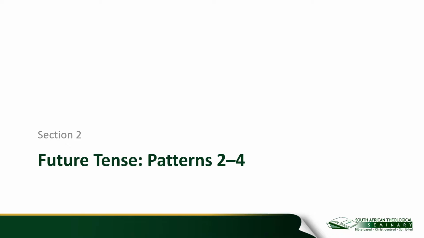Section 2. The future tense, patterns 2 to 4. In the previous lecture, we saw that most Greek verbs form their future tense by adding the tense formative sigma to the verbal root. We called that pattern 1. It is by far the most common way that the future is formed. However, there are 3 other patterns that you need to recognize. We are going to turn our attention to each of those patterns, which we call patterns 2 to 4.